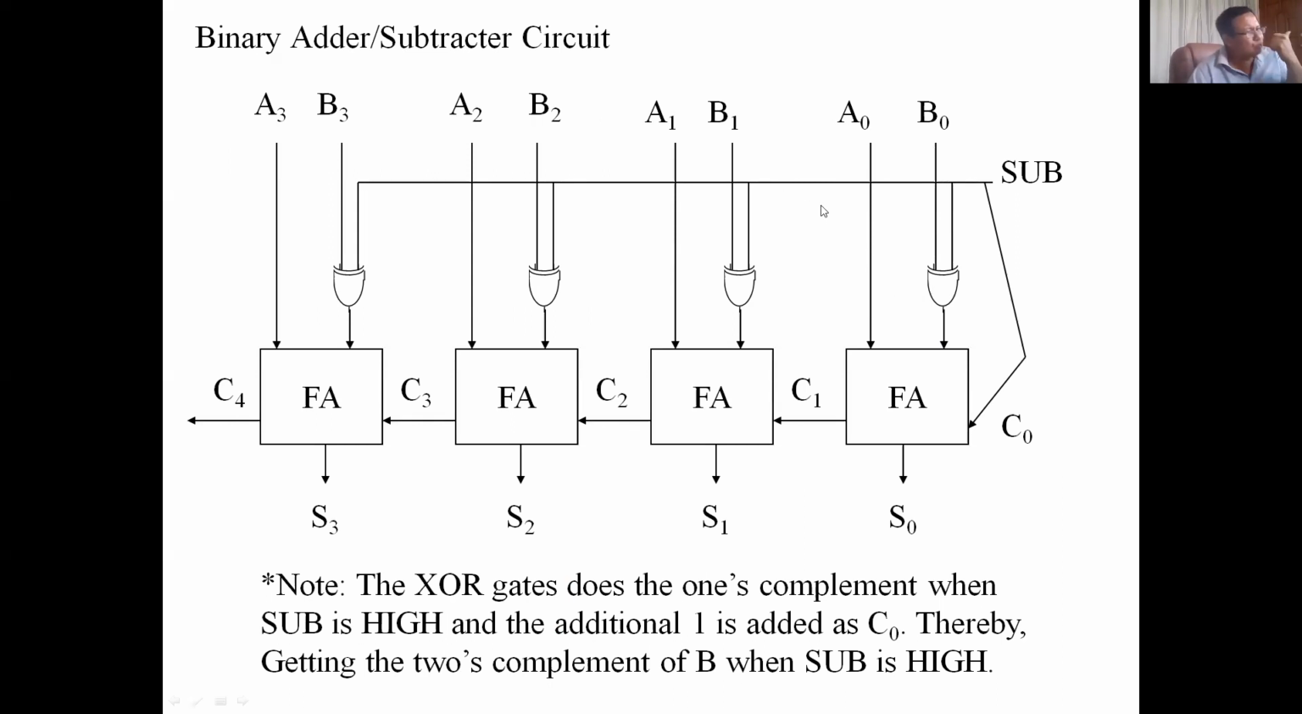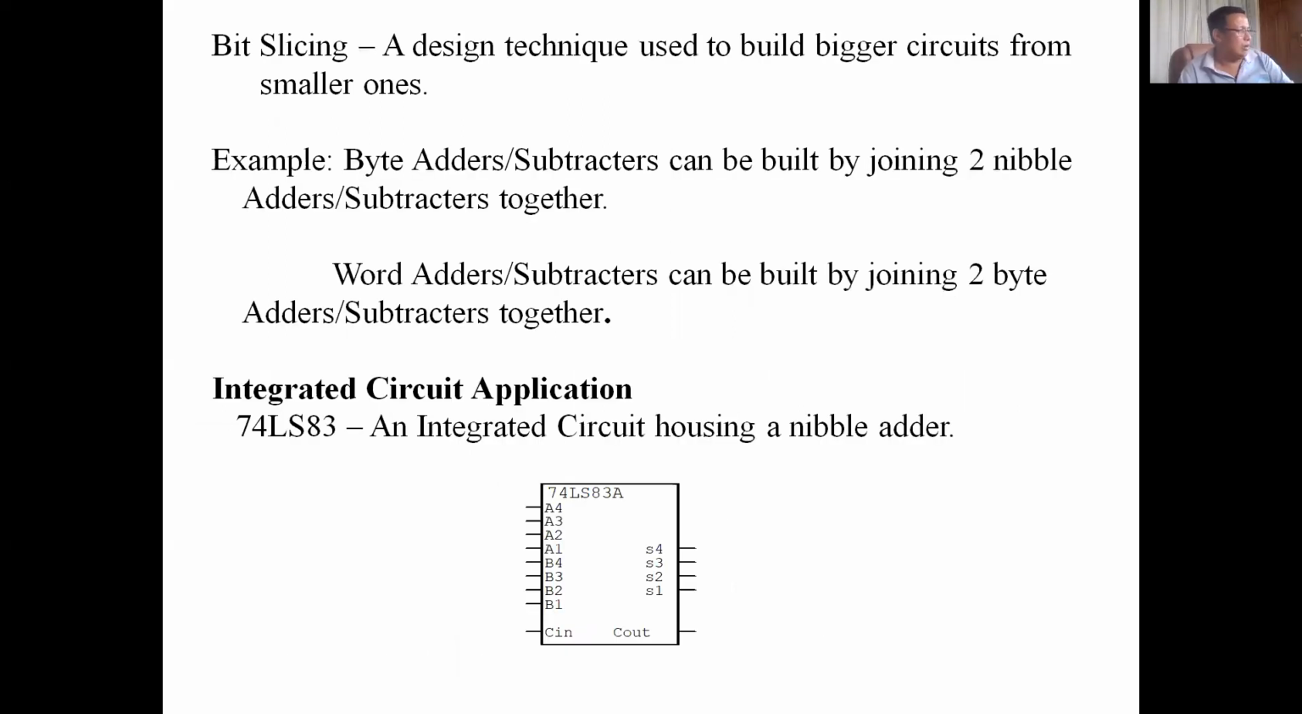And you may ask, how is the 2's complement done? The sub is also entered as the carry. This time, the first bit is a full adder. It's not a half adder because the first carry, which is 0, is used to complete the 2's complement. This will add an additional 1 if sub is 1. If sub is 0, it just adds a 0 and does not do anything to the result. Okay? Do you follow?